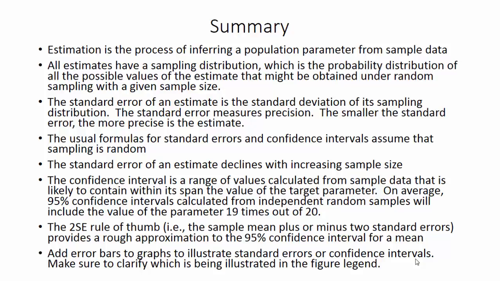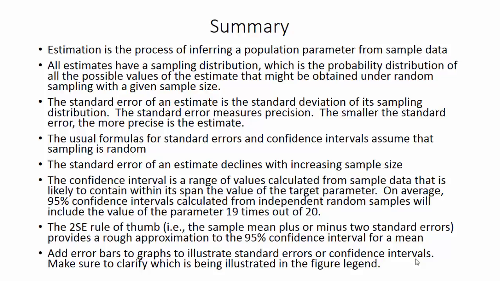The usual formulas for standard errors and confidence intervals assume that sampling is random. The standard error of an estimate declines with increasing sample size. The confidence interval is a range of values calculated from sample data that are likely to contain within its span the value of the target parameter. On average, 95% confidence intervals calculated from independent random samples will include the value of the parameter 19 times out of 20, or 95 times out of 100.